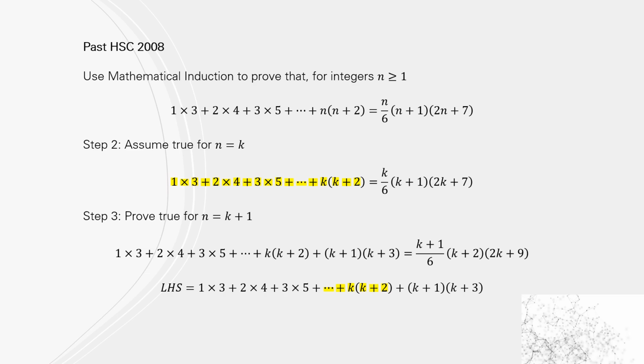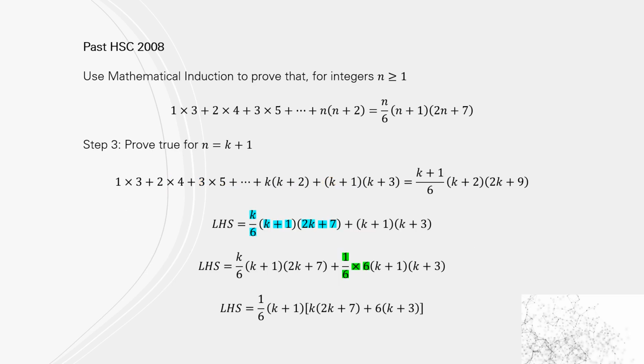Notice that that first part on the left-hand side, all the way up to k plus 2, is actually equal to k on 6, k plus 1 times 2k plus 7. So step 2 is a substitution step into step 3, and that part is what we're going to replace all of that with. So the left-hand side becomes k on 6, k plus 1, 2k plus 7, plus k plus 1, k plus 3.